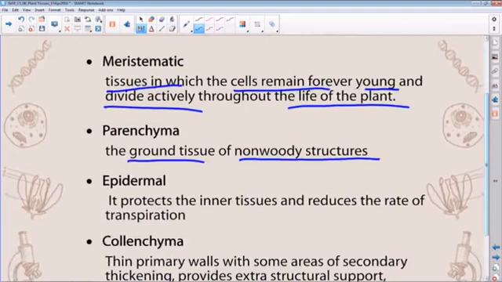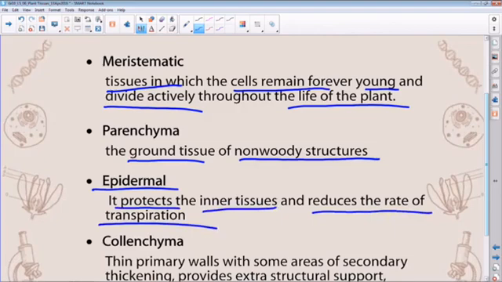Next one, your epidermal. Okay, and remember I told you epidermal. It's the outermost, it's the protective layer. So it's to protect the inner tissue and reduce the rate of transpiration. So what it does is, it protects all the inside tissues. It's like your skin, for instance, okay? What it does is it protects the inside parts, okay? And it also decreases the amount of transpiration.